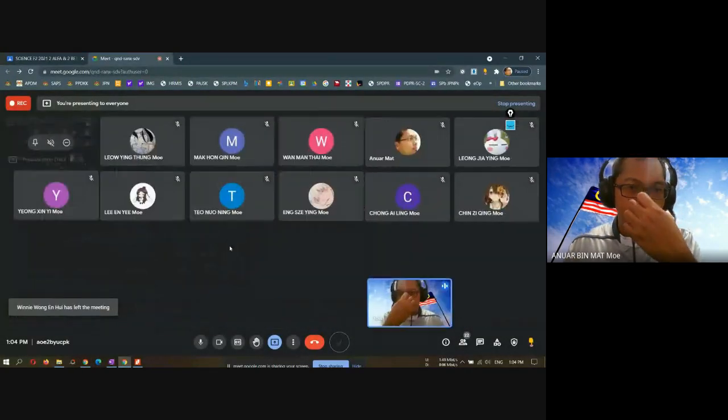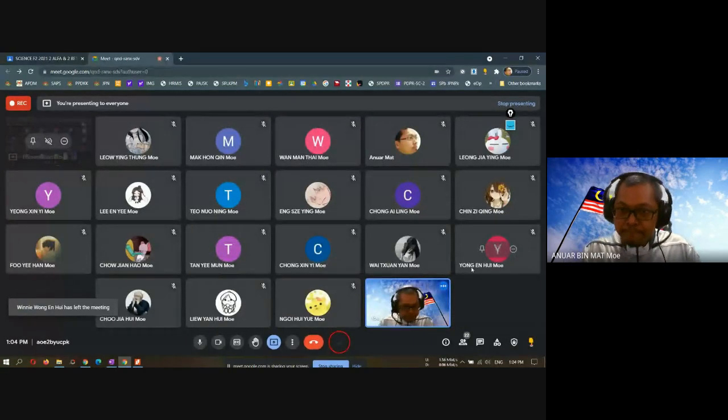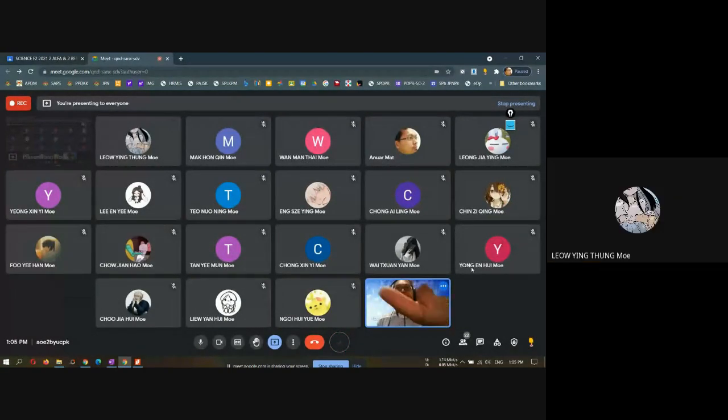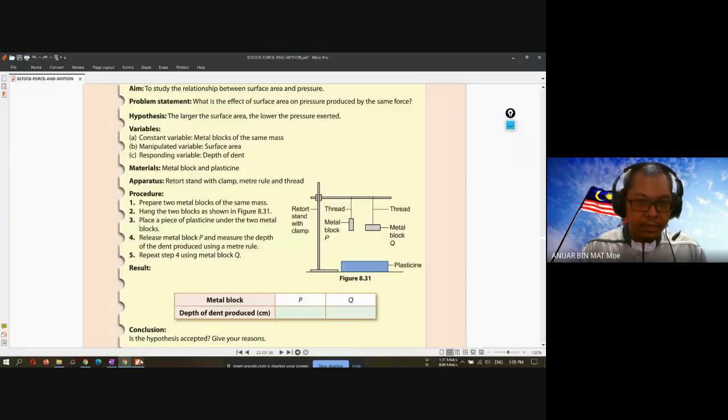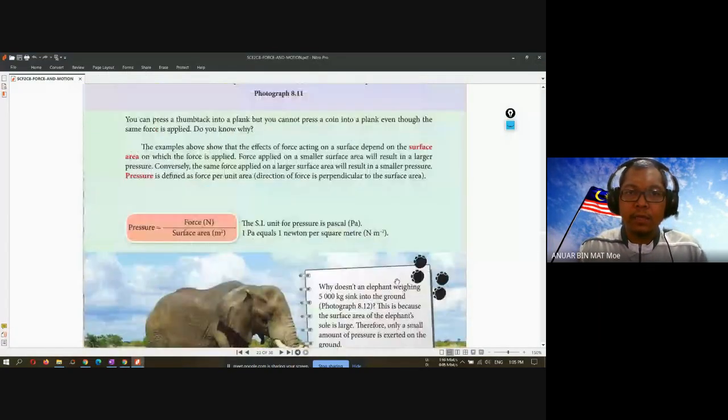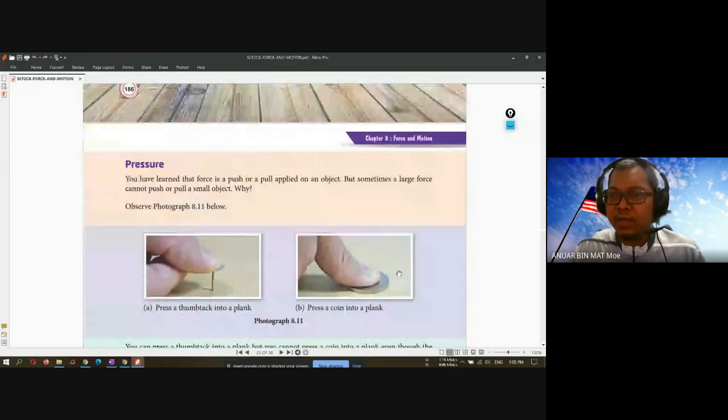Okay, class 2 Alpha, can you see my screen sharing? Can. Okay, very good. Thank you very much. All right, so I will just continue with our previous lesson.